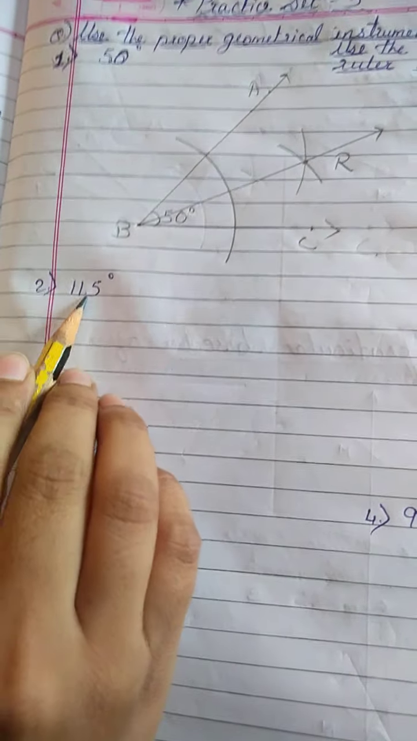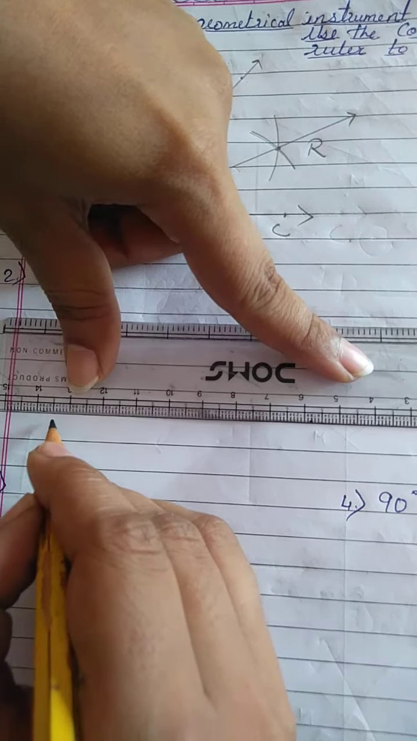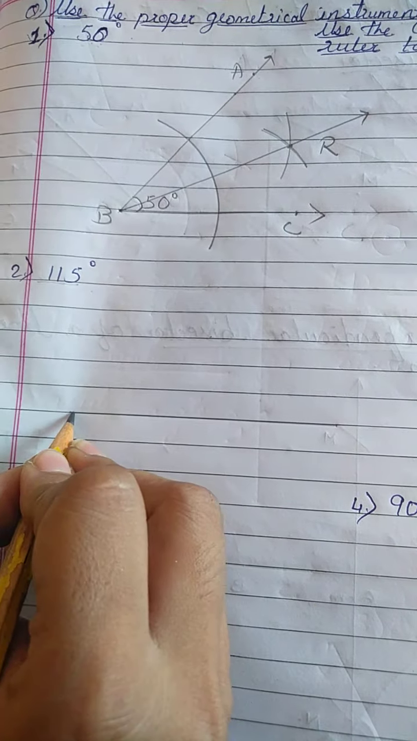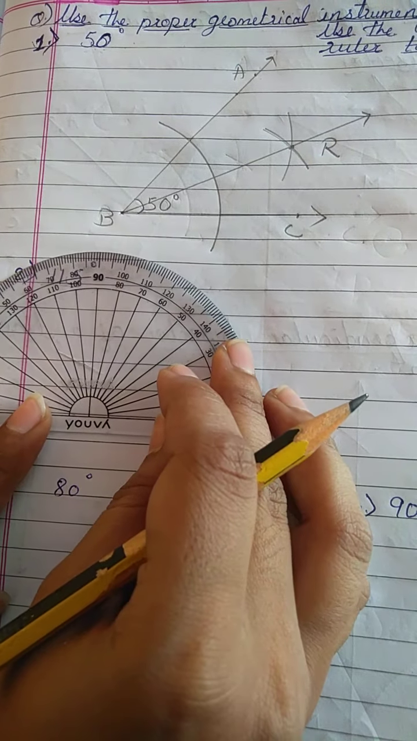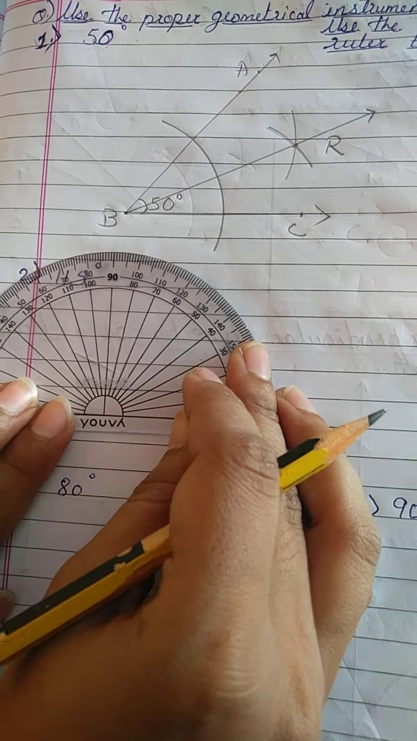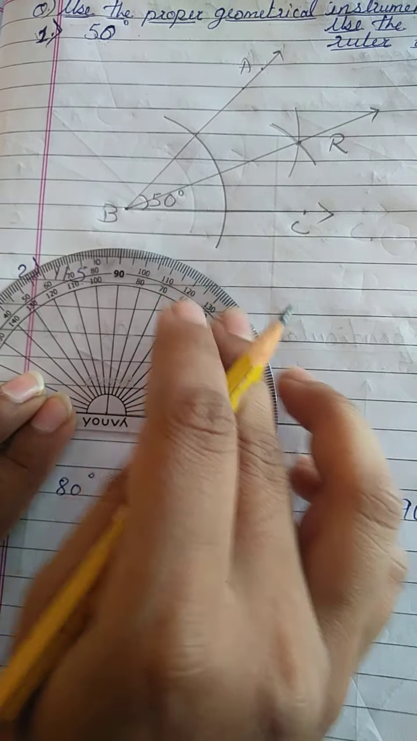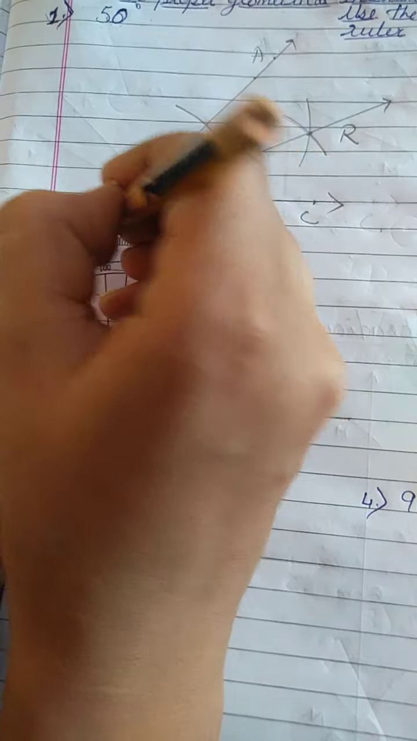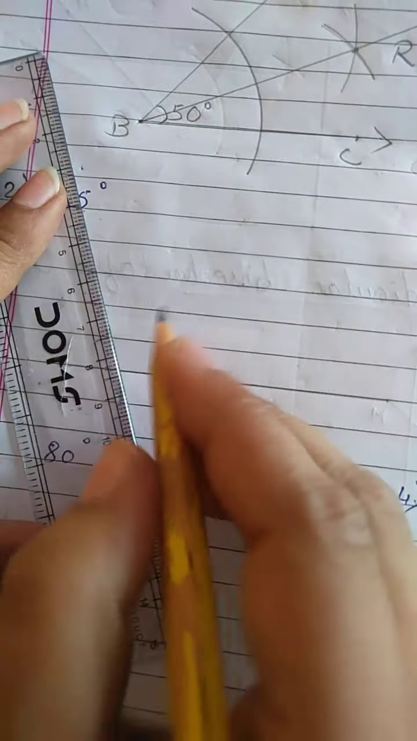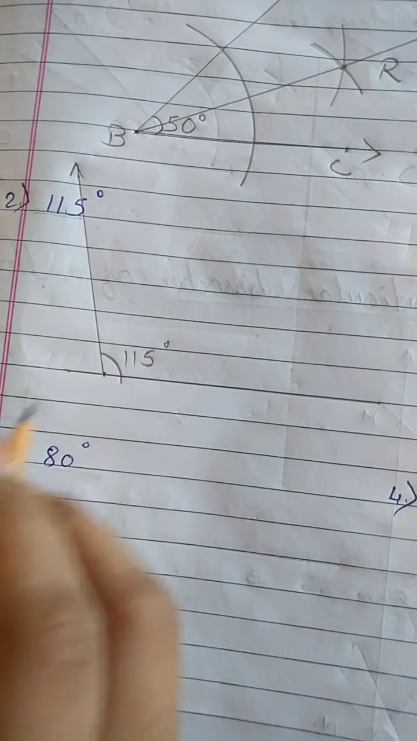Now we will see 115, that means this is an obtuse angle. Again with the help of a scale I will take an imaginary line. Now what I will do, I will keep the D on a point and I will take 115. Here 100, 110, that means here 115 is there. So I will join this angle and write here 115 degrees, that means this is obtuse.